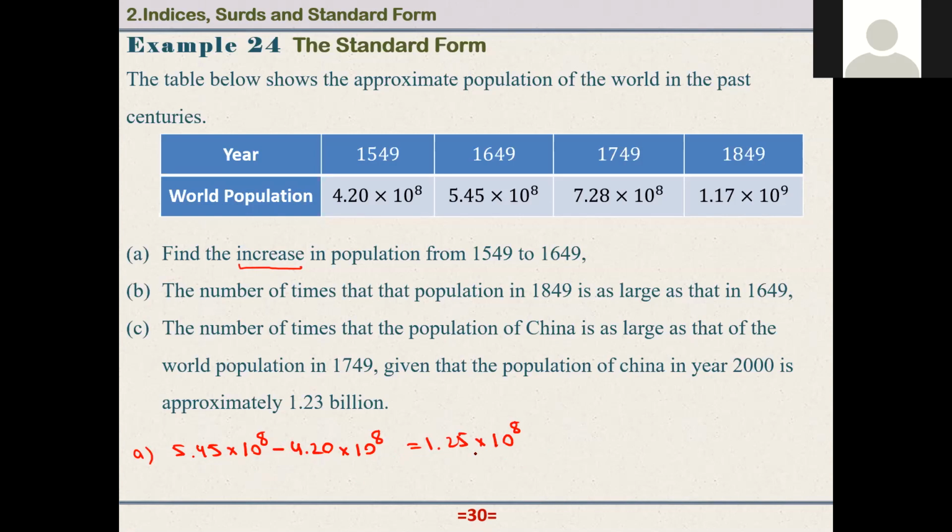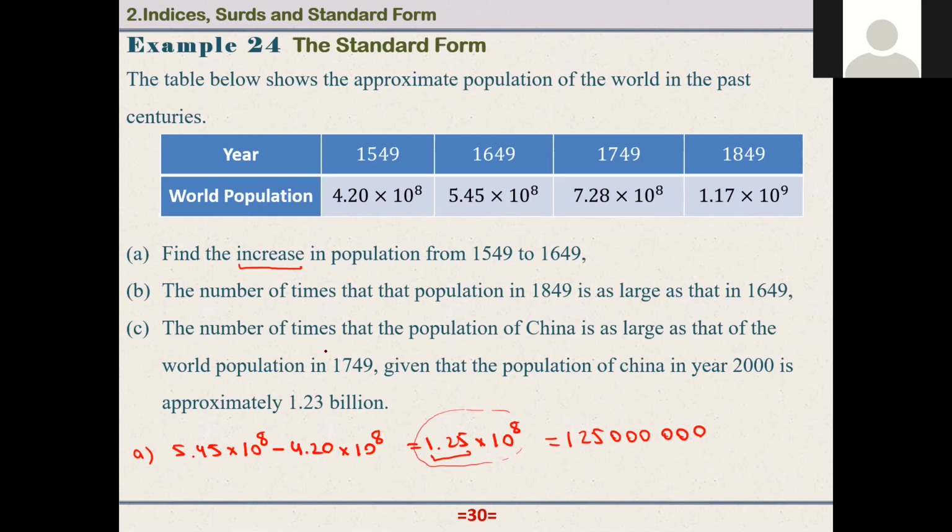And also you can leave our answer in standard form. So that is in standard form. This number is between 1 and 10, less than 10. And here we have 10 to the power something. That something is an integer. So actually during this 100 years, the population of the world increased by this number. Or if you just write exactly what it is, that is 125 million. So it increased by 125 million during the 16th and 17th century.